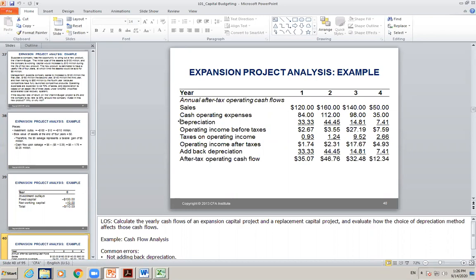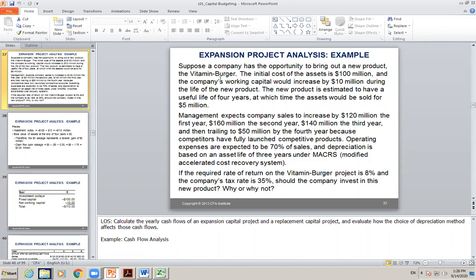However, the difference that they made is they used a different methodology, which is modified accelerated cost recovery system depreciation. So we may apply this, and we still can apply the straight line depreciation, and we can see what's going on. Suppose a company has got an opportunity to bring out a new product, vitamin burger. The initial cost of the asset is 100 million, and the working capital would increase by 10 million during the life of the new product. The new product is estimated to have a useful life of 4 years, at which time the asset would be sold for 5 million.